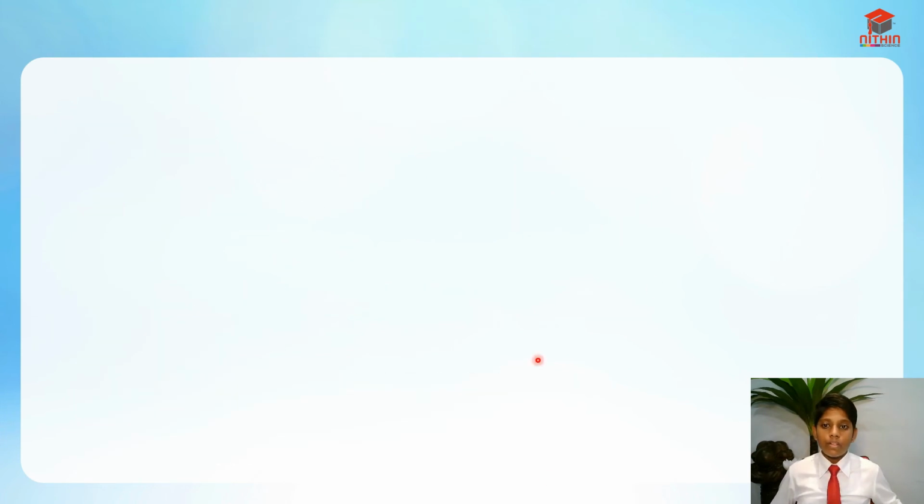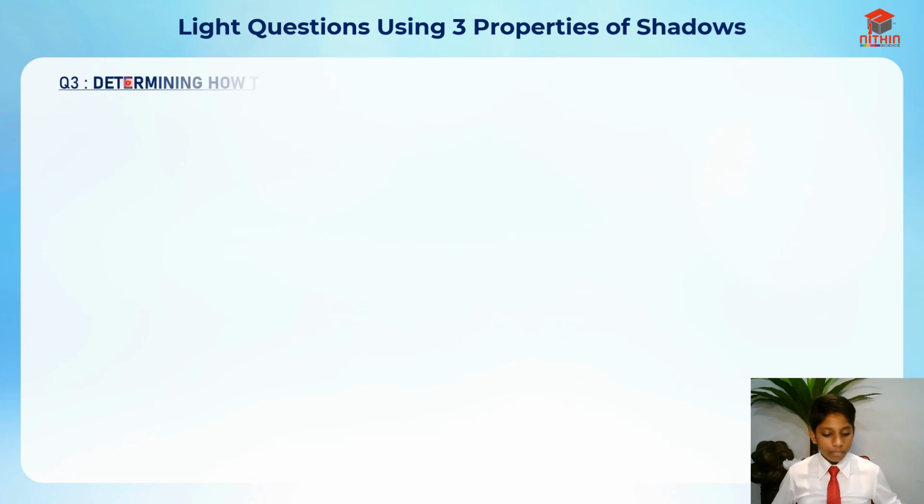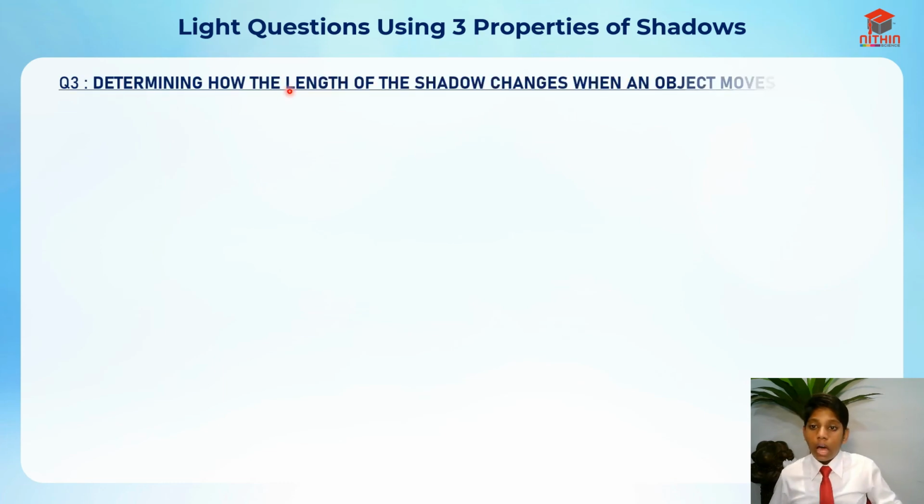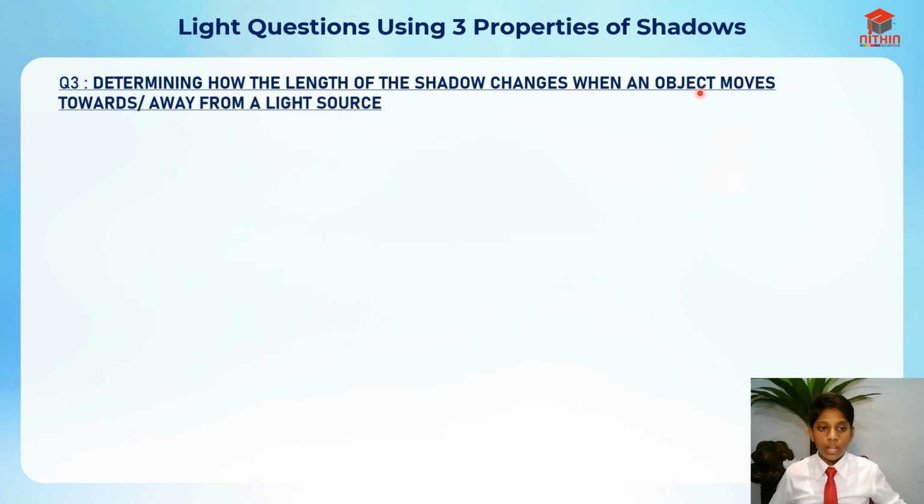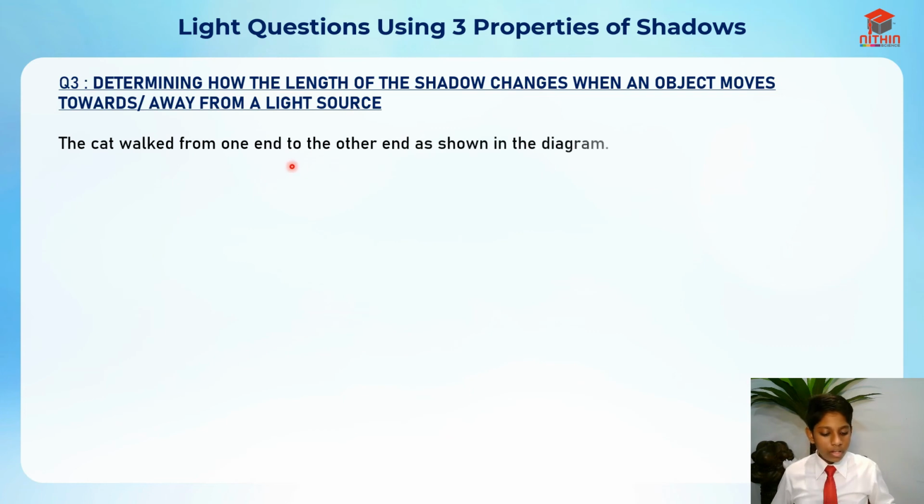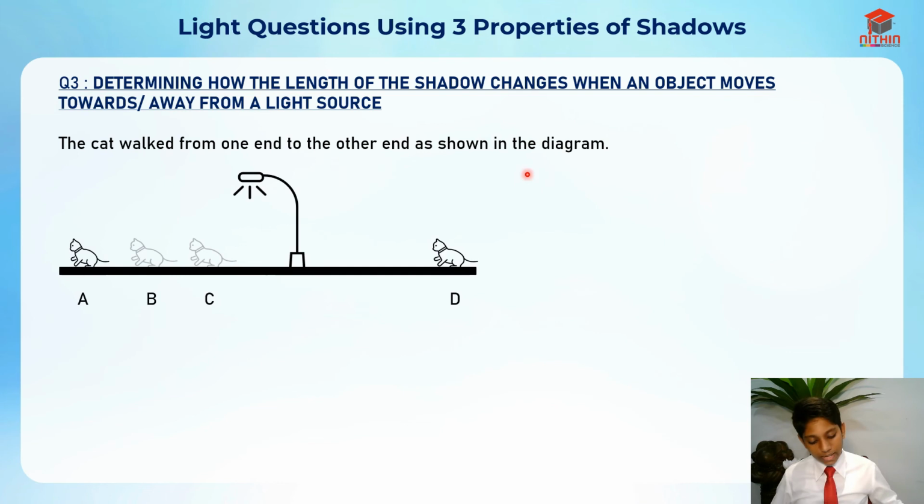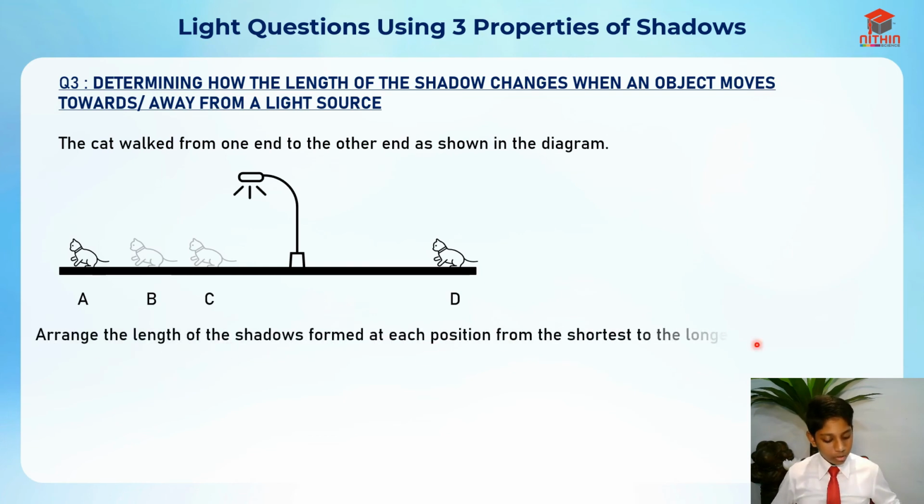So the third question: determining how the length of the shadow changes when an object moves towards or away from a light source. The cat walked from one end to the other end as shown in the diagram. So the cat walked from D to C to B to A. Arrange the length of the shadows formed at each position from the shortest to the longest.